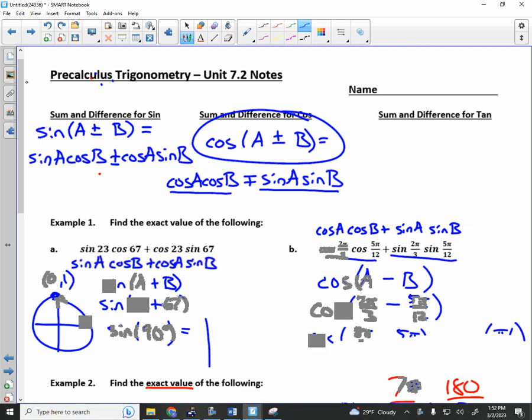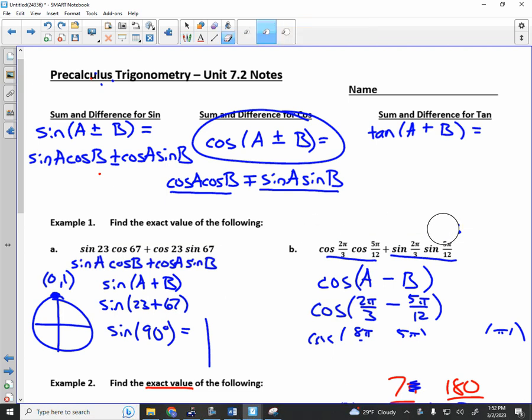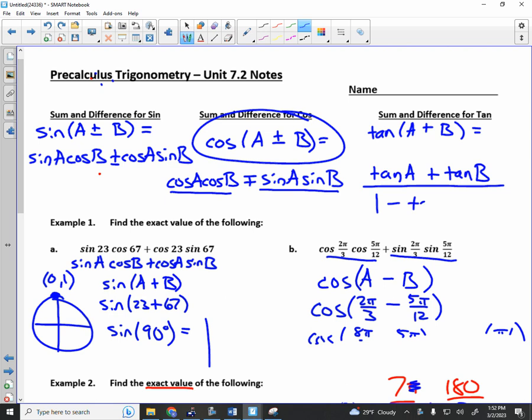Let's do the last one, which is the tangent formula. Suppose you have tangent of A plus B. Wouldn't it be nice if they gave us an easy formula for once? Like suppose tangent of A plus B was just the tangent of A plus the tangent of B. Wouldn't that be awesome? No, you can write that down. Because that's the top. The bottom is 1 minus the tangent of A times the tangent of B.